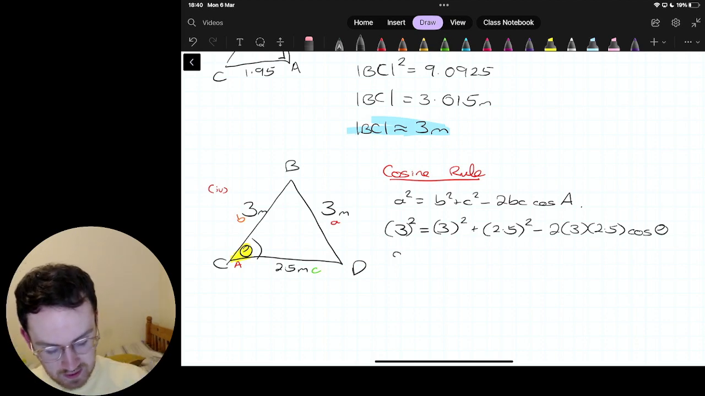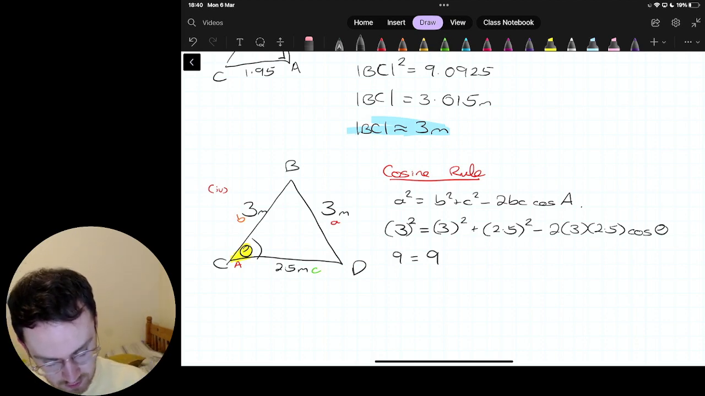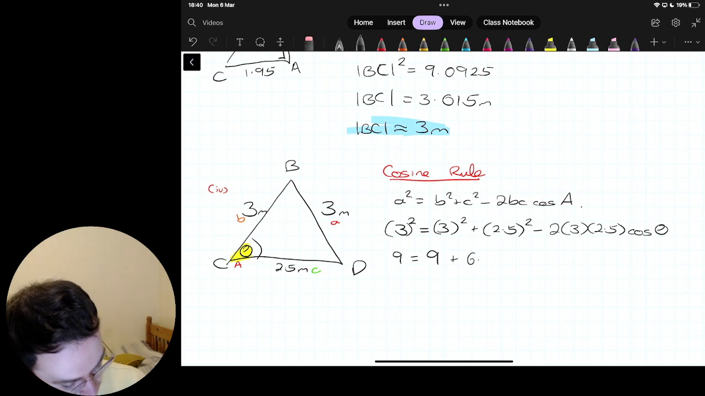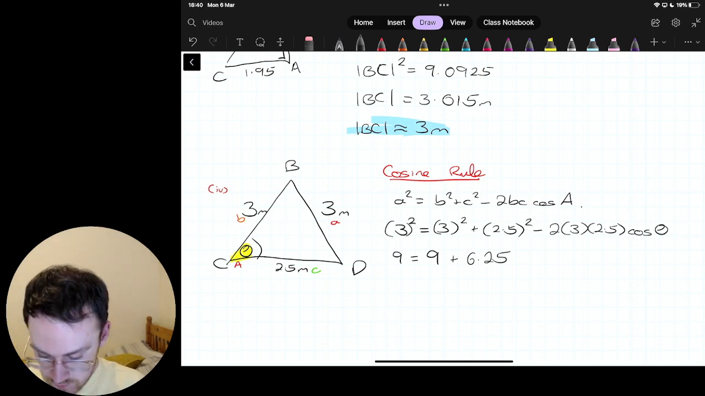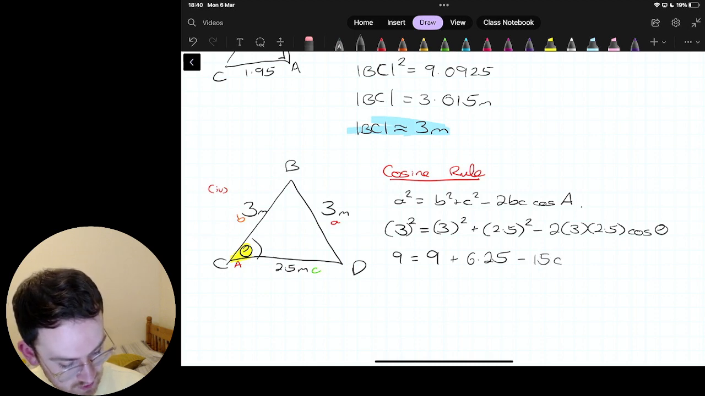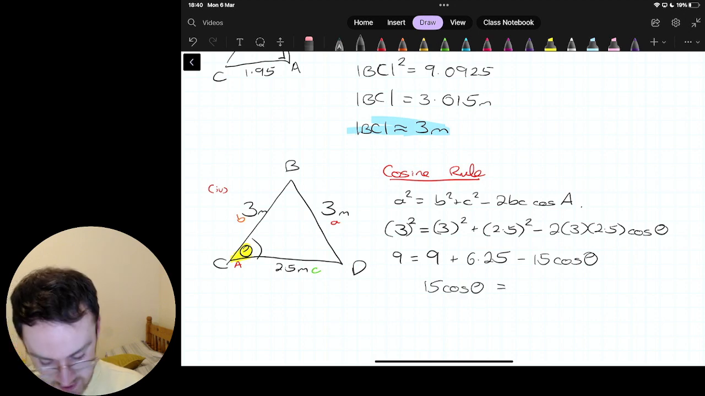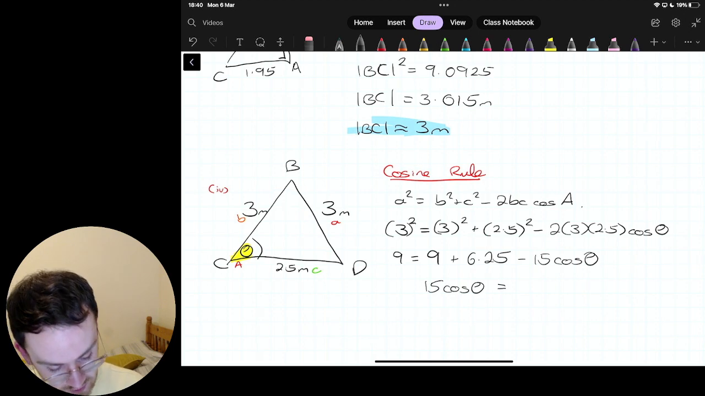So this gives me 9 is equal to 9 plus 2.5 squared, which is 6.25, minus 15 cos theta. So I get then that 15 cos theta is equal to 6.25.